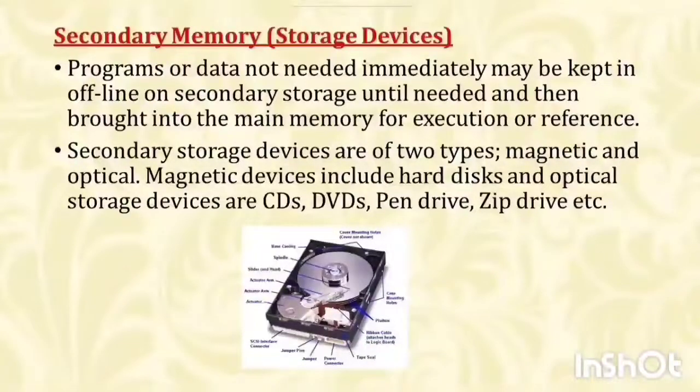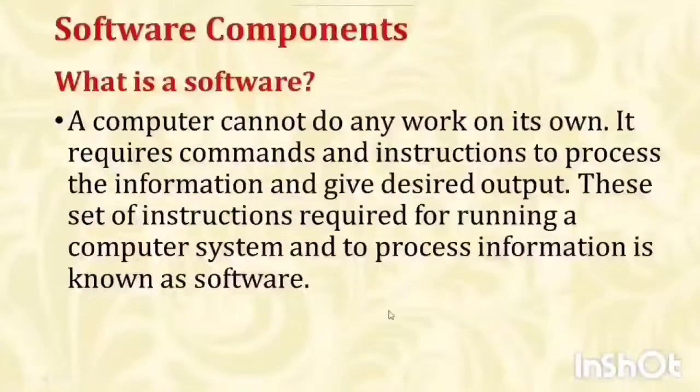Secondary storage devices are of two types: magnetic and optical. Magnetic devices include hard disks, and optical storage devices are CDs, DVDs, pen drives and others. I hope you all are clear about the hardware components.